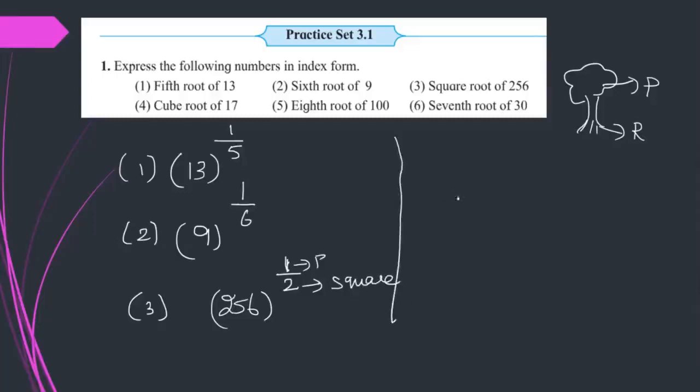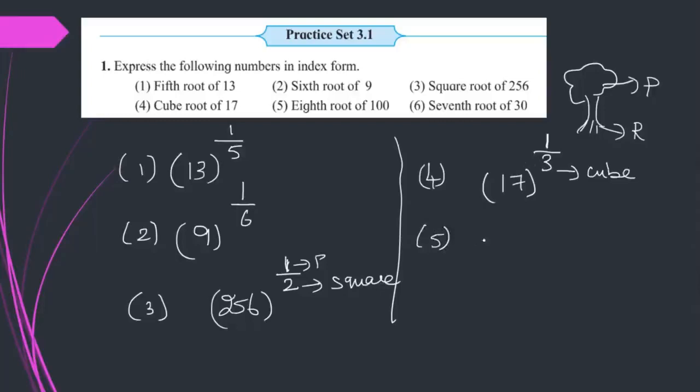Now the fourth sum. Can you say which one is the base? 17 is the base. It is the cube root. Cube means 3. It is the root, so it goes down; power is not given, so I'm taking it as 1. Cube I can write as 3.